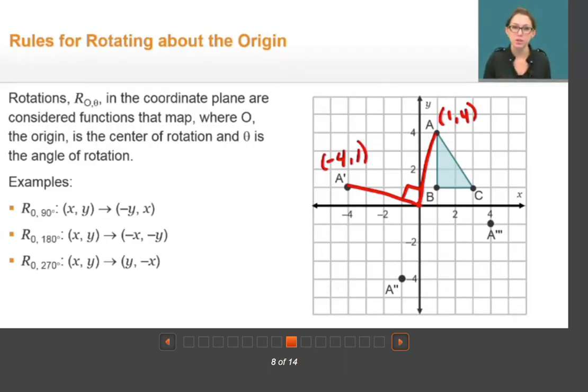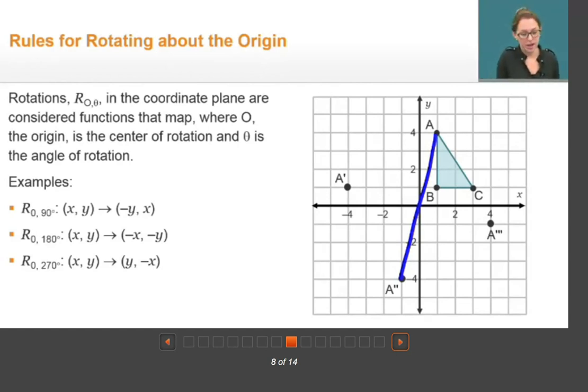This rotation follows a rule. A rotation with a center of rotation at the origin and an angle of rotation of 90 degrees allows a coordinate point x, y to be mapped to -y, x. So if A is 1, 4, then A prime is going to be -4, 1. And if A is rotated 180 degrees, like so, then we have a rotation that allows a point x, y to be mapped to -x, -y. So if A is 1, 4, then A double prime down here, after being rotated 180 degrees, is going to be -1, -4.